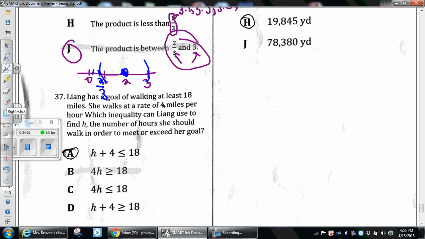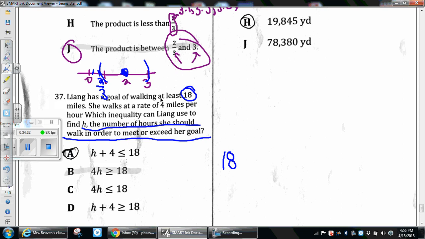So Leon has a goal of walking at least 18 miles. She walks at a rate of 4 miles per hour. Which inequality can Leon use to find H, the number of hours she should walk in order to meet or exceed her goal? So let's see. Her goal is to walk at least 18 miles. So we want that 18 to be either the smallest or the largest number. So let's think about it.